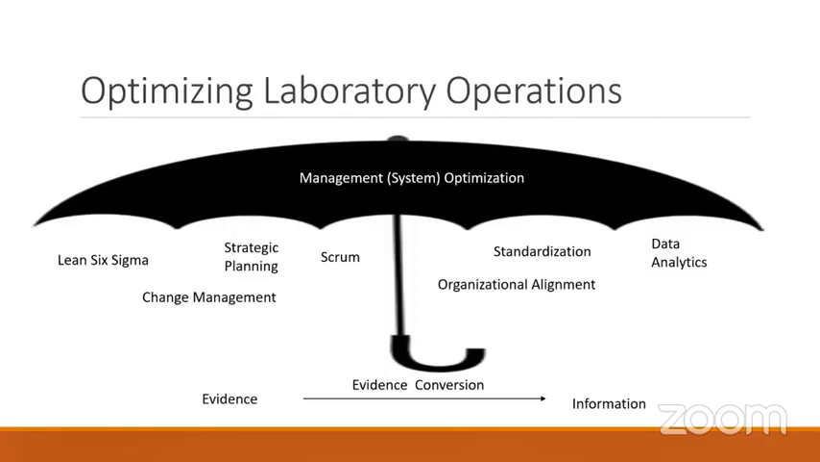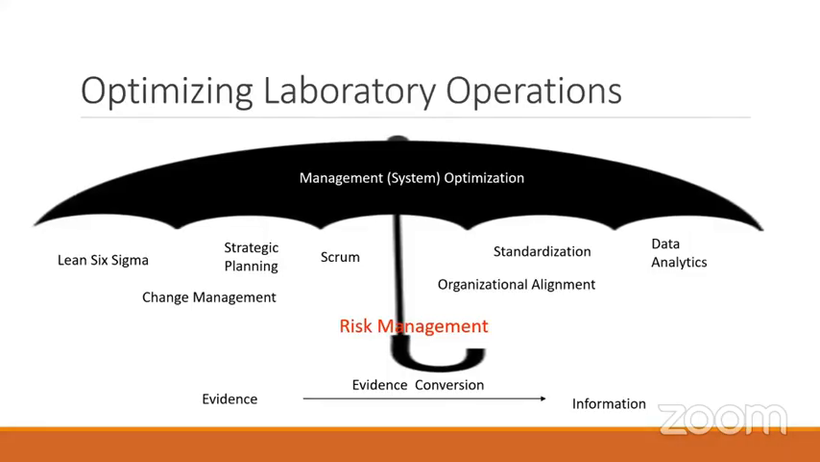And what you see is an umbrella, and the umbrella has a number of different practices and tools that are available to managers in order to more effectively manage their labs. We have things like change management, organizational alignment, standardization, a number of different tools and practices that help us, again, to address the core function of converting that evidence into forensic information. Now, one tool that's not here is risk management. And the reason risk management is not included initially is that it is actually interwoven into all of these various practices and techniques.